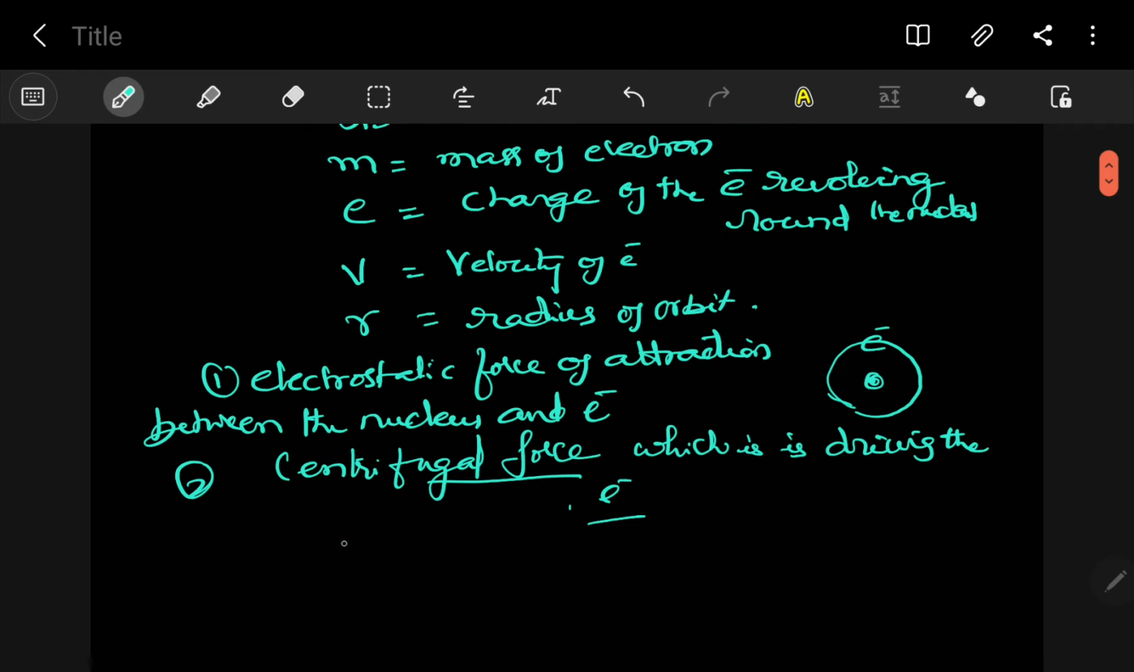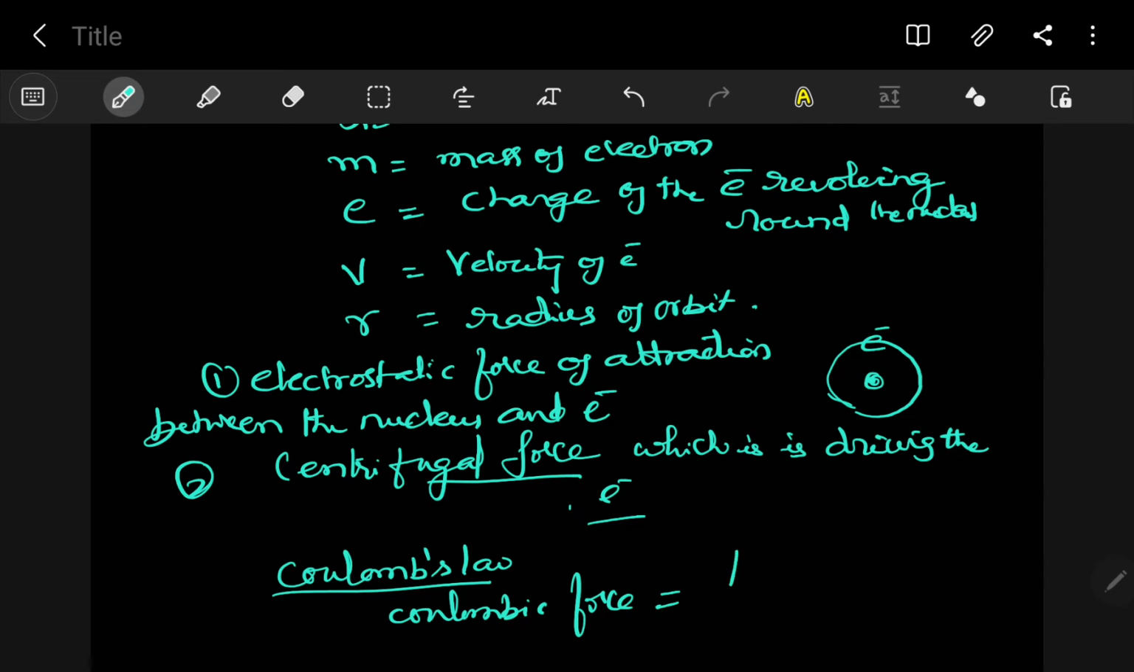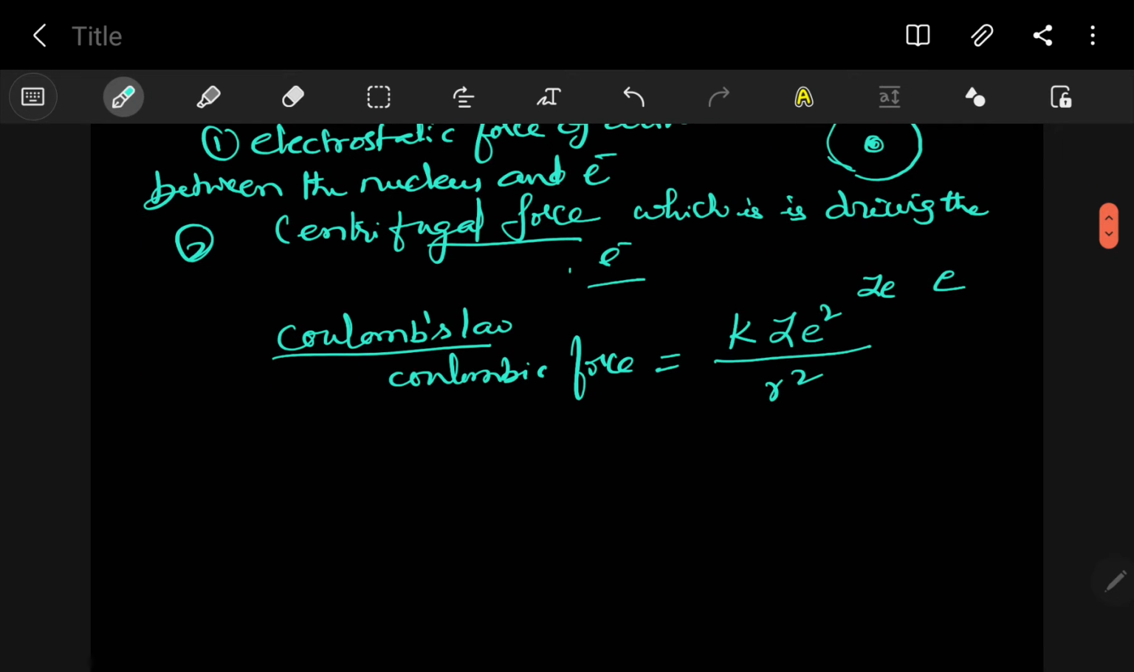The first one, the electrostatic force of attraction, is defined by Coulomb's law. What is Coulomb's law? When a charged particle is revolving around another charged particle, the Coulombic force is K Ze square by r square. Ze is the charge of the nucleus and e is the charge of the electron. It is inversely proportional to the square of the distance between the nucleus and the electron.